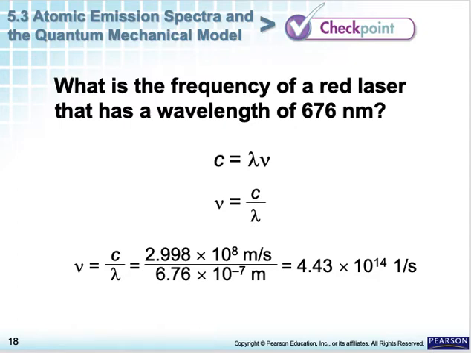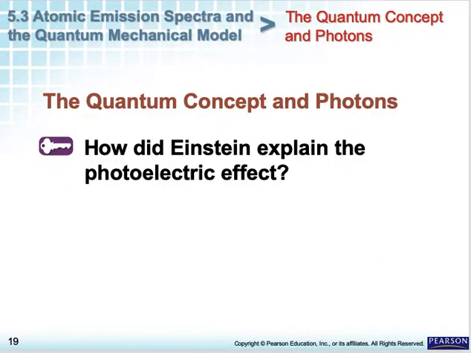Welcome back. We stopped here when we figured out the wavelength of a red laser, 676 nanometers, and we found that its frequency would be 4.43 times 10 to the 14th 1 over seconds, or seconds to the -1. Okay, so quantum concept and photons.